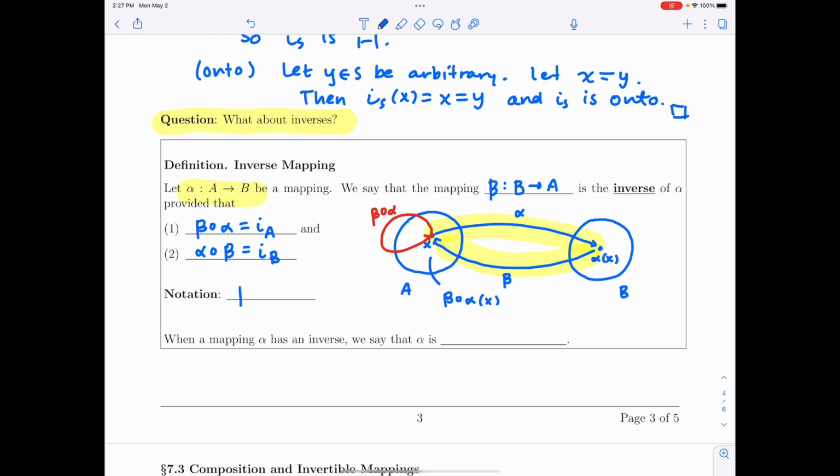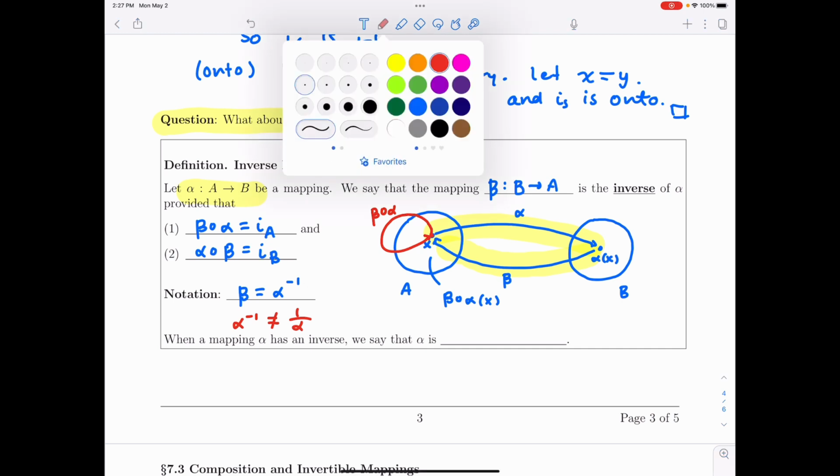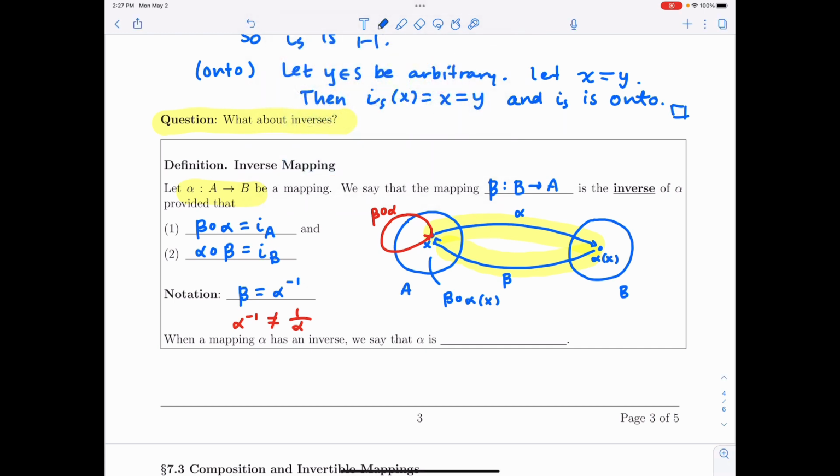The notation we use once we know that the inverse exists is we denote beta to be alpha inverse using this superscript of -1. To be clear, when I say alpha inverse like this, that does not mean 1 over alpha. When a mapping does have an inverse, that's when we call that mapping invertible.